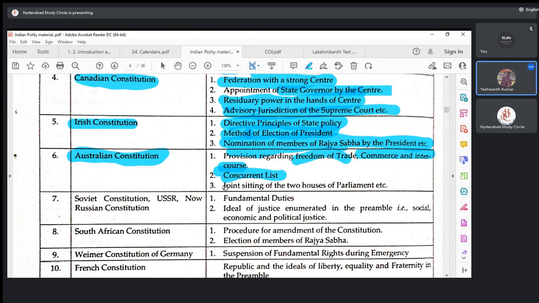Then what have we taken? Joint sitting. Joint sitting is given under which article? Article number 108. Joint sitting, article number 108. It is taken from the Australian Constitution. That is one.